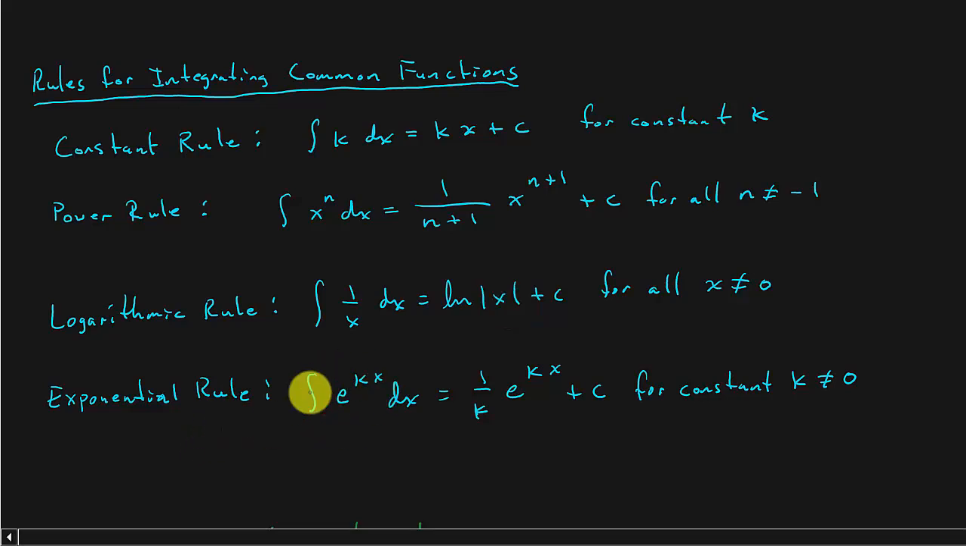And then we have the exponential rule, e raised to the kx. k is a constant and it's not equal to 0. Then the integral of that is 1 over the constant times e to the kx. So the answer is just whatever you're integrating, the same thing, but times 1 over whatever that constant k is. All right, so let's look at some examples.